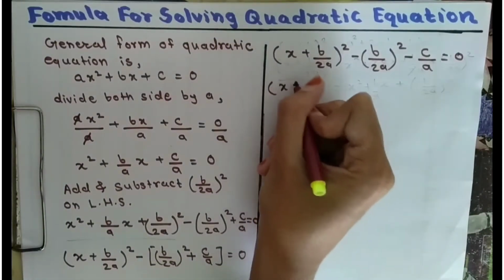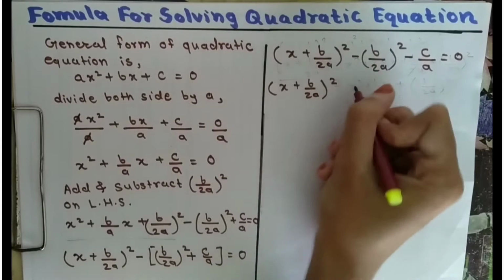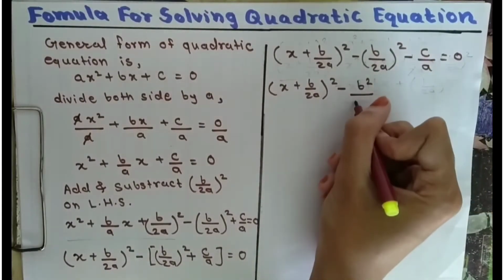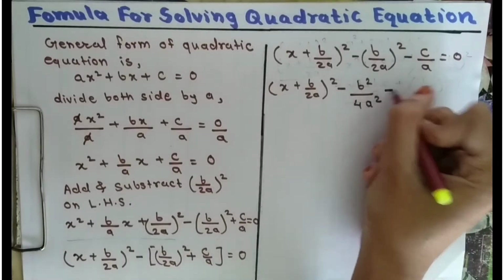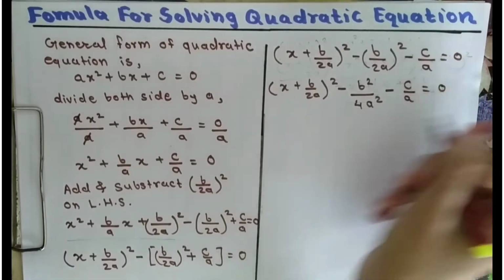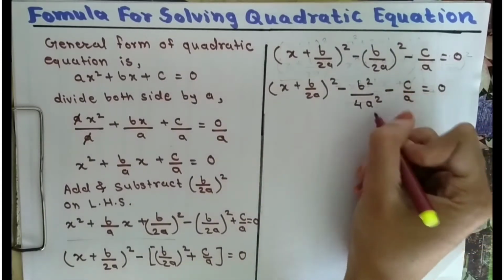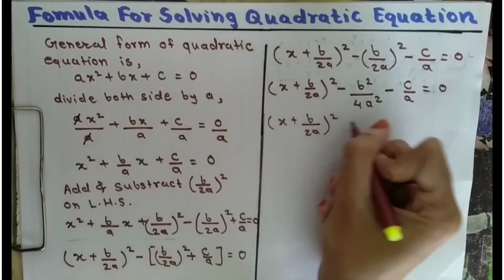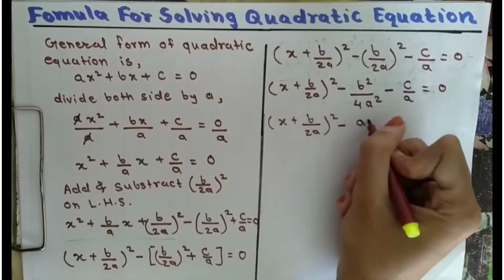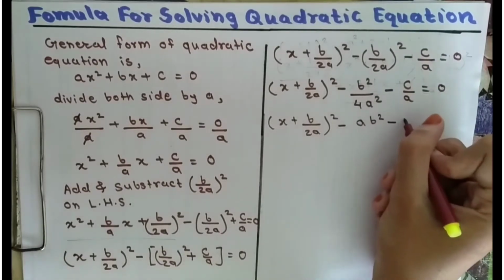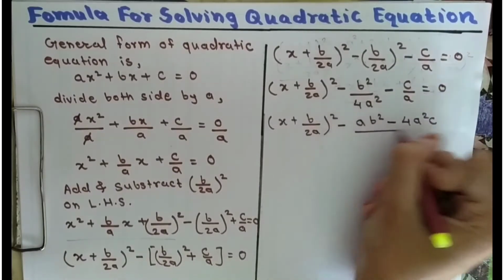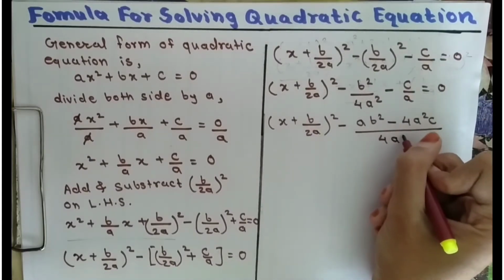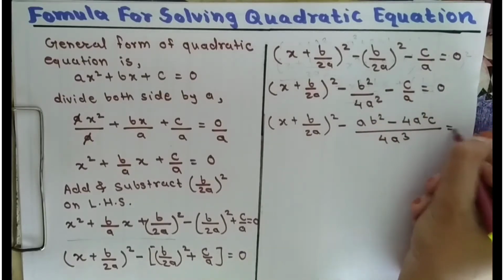Now x plus b upon 2a bracket square minus b square upon 2 square, which is 4 a square, minus c upon a is equal to 0. Now here the denominators are not the same, so cross multiply. x plus b upon 2a bracket square minus ab square minus 4a square c upon 4a cube, this a square and a cube, is equal to 0.